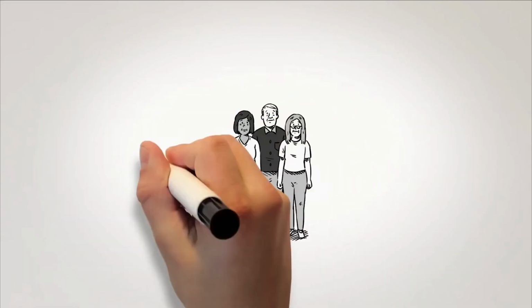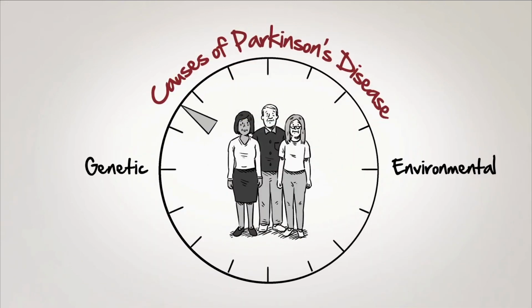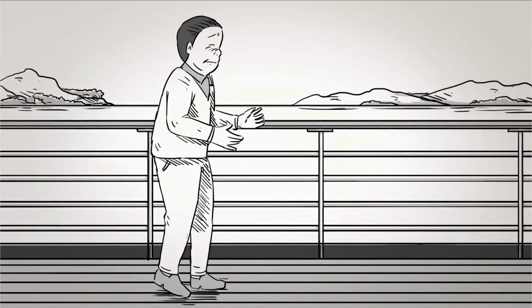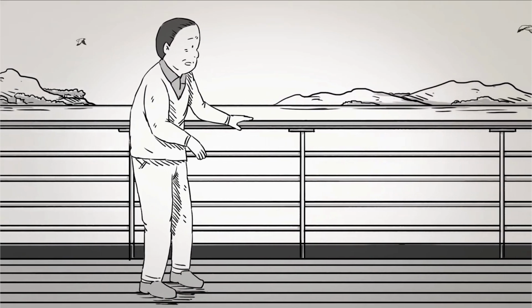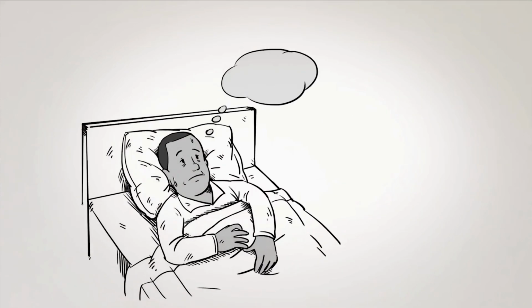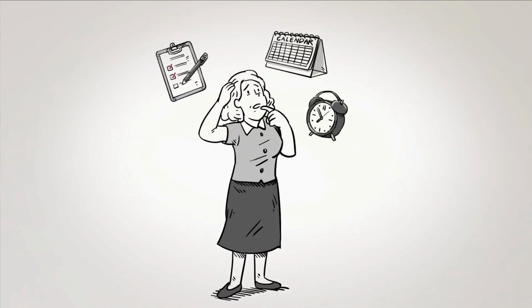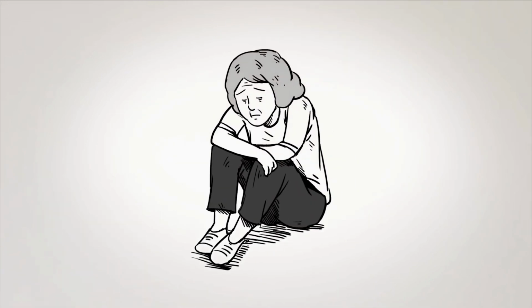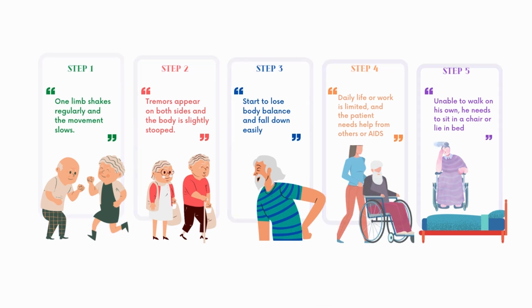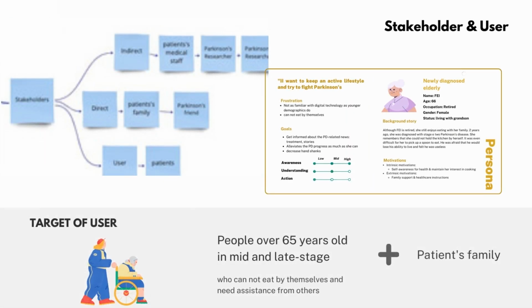Why do people get Parkinson's? About genetics and environment. These are the 5 steps of Parkinson's. In step 1, shaking and slow motion. 2nd, tremor. 3rd, loss of body balance. And then needing help from others, and needing to sit in a chair or lie in bed in the last 2 steps. Stakeholders include internal and external.